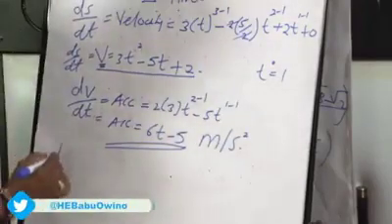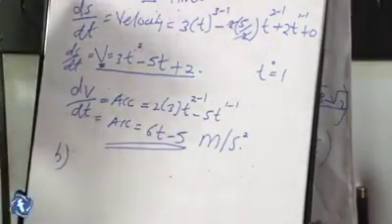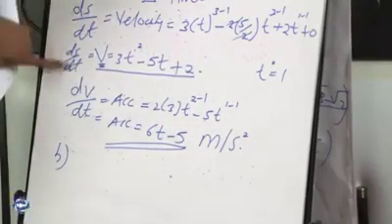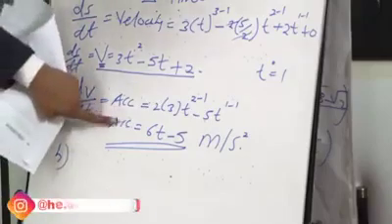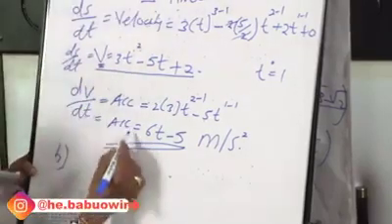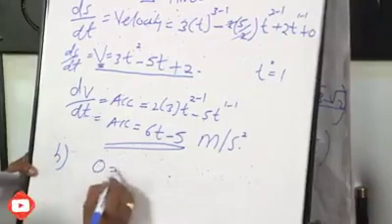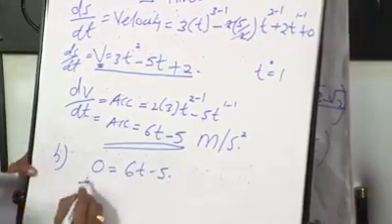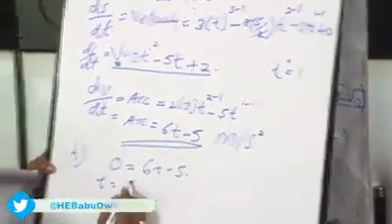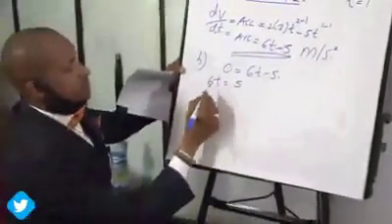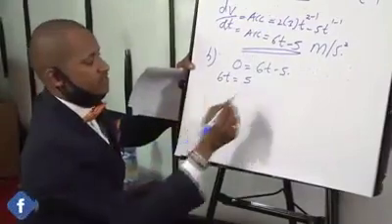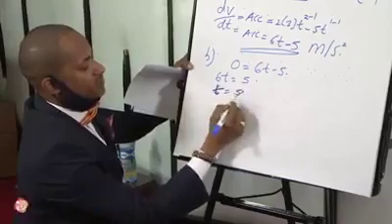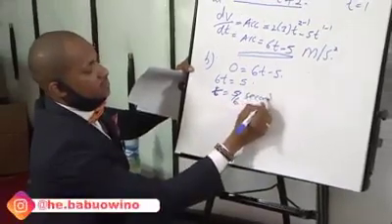Part B of the question says find the velocity when acceleration is 0. When acceleration is 0, where is our acceleration? This is our acceleration equation. So when acceleration is 0, we have 6t minus 5 equals 0. We want to find the value of t. When 5 crosses to the other side it becomes positive, 6t is equal to 5. This gives us t, the value of t, as 5 over 6 seconds.